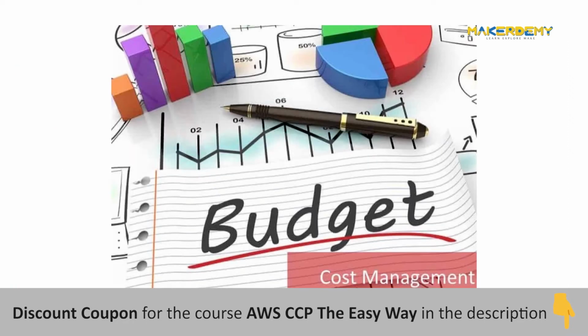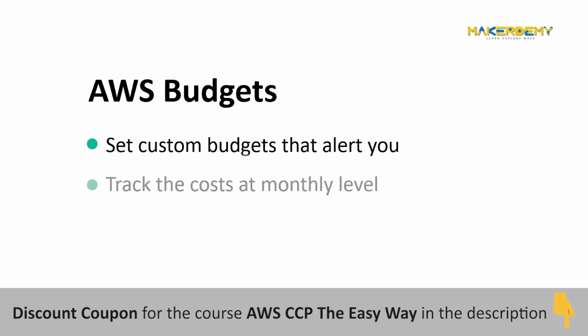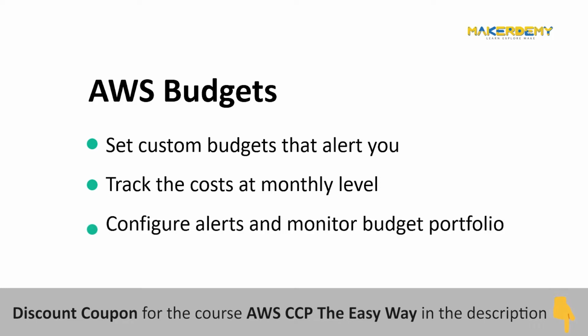In the cloud world, cost management is becoming an aspect of everyone's job. AWS Budgets lets you set custom budgets that alert you when you exceed or are about to exceed the thresholds that you set. You can use AWS Budgets to set a budget that tracks your costs at the monthly level. You can configure alerts that will notify you when your user-defined spend thresholds are reached, and use AWS Budgets to monitor your budget portfolio.